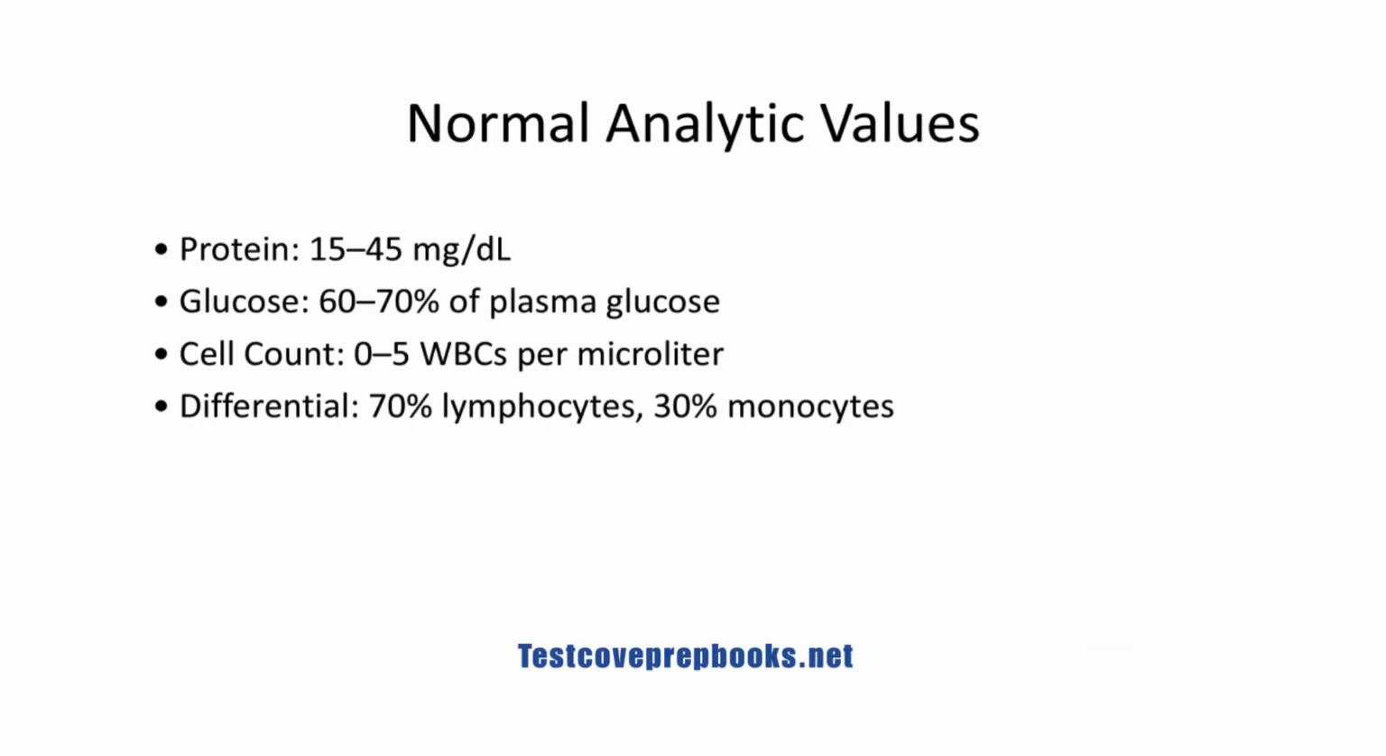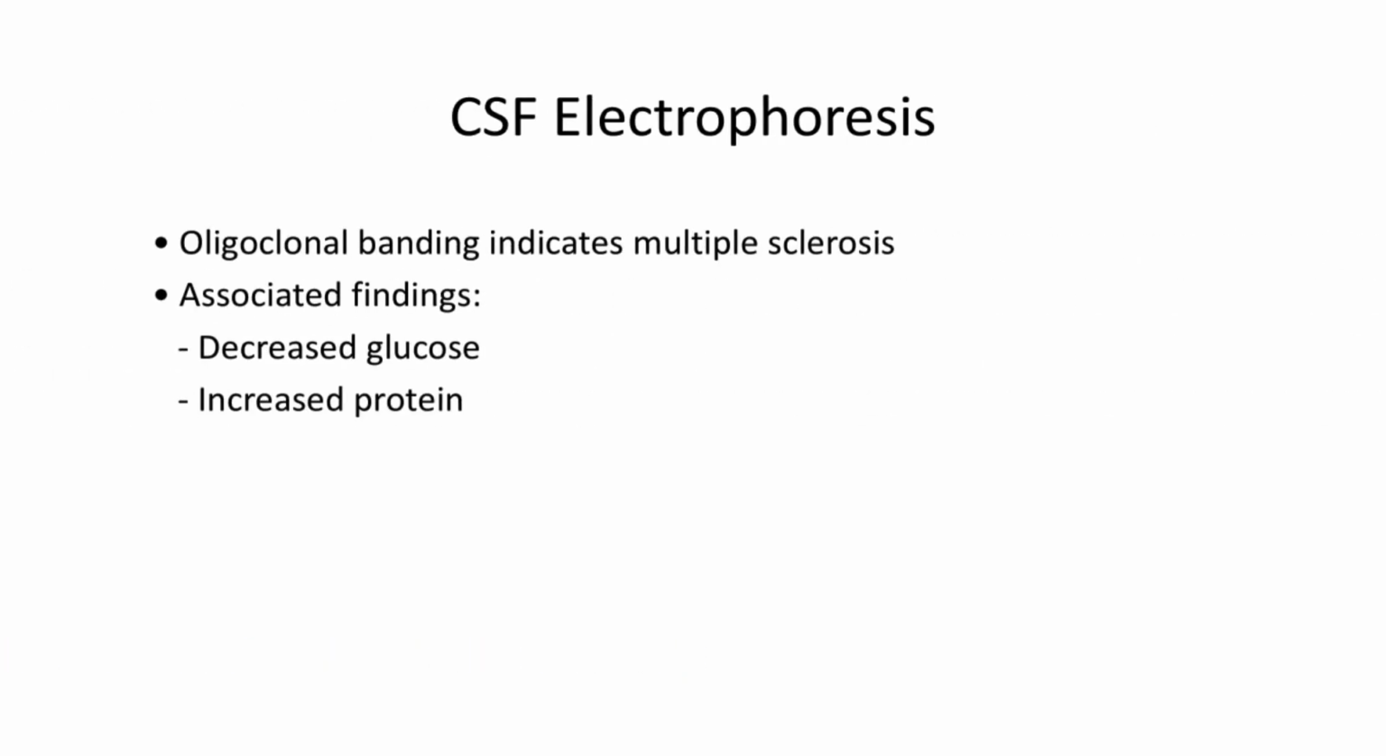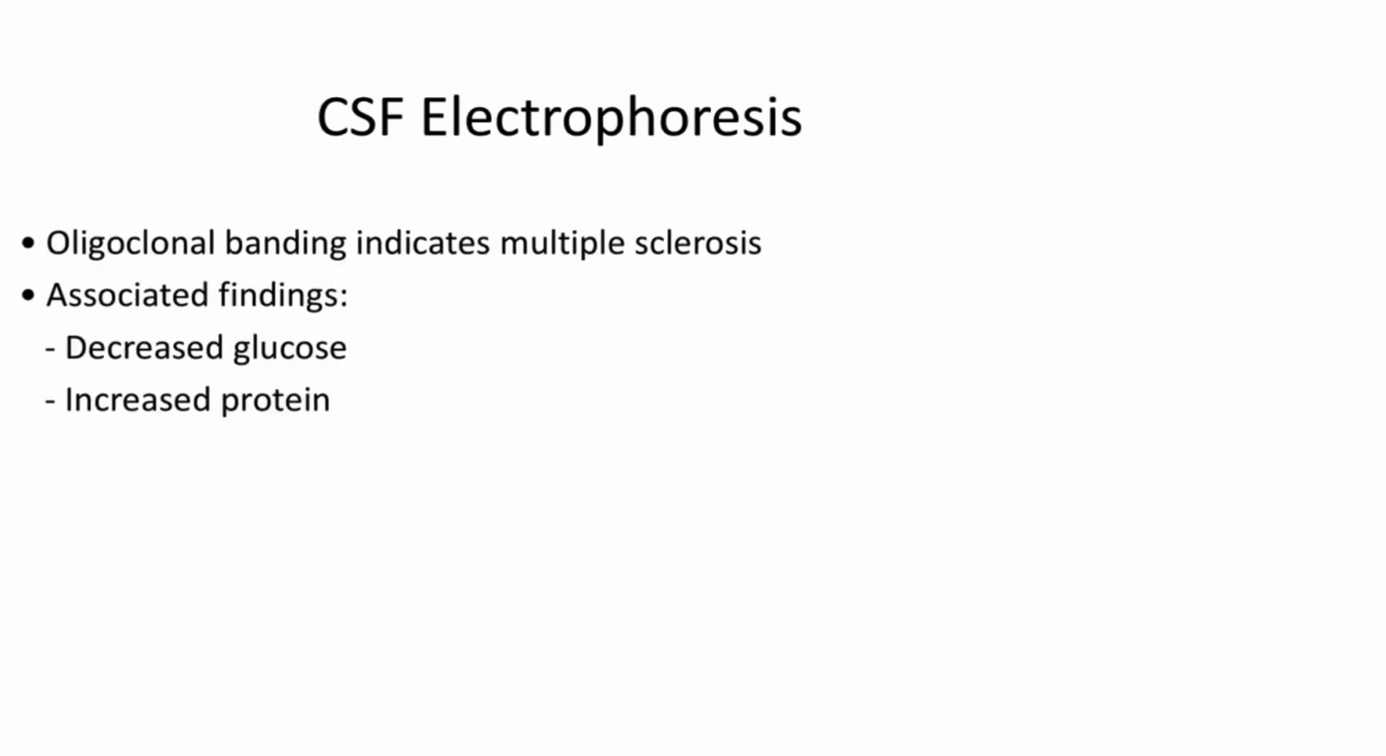The normal protein concentration is between 15 and 45 milligrams per deciliter. Glucose levels are typically 60 to 70% of plasma glucose. The normal white blood cell count is 0 to 5 per microliter. Differential counts usually show 70% lymphocytes and 30% monocytes. Electrophoresis of cerebrospinal fluid can reveal oligoclonal banding, which is characteristic of multiple sclerosis. In such cases, glucose levels are often decreased and protein levels are increased.